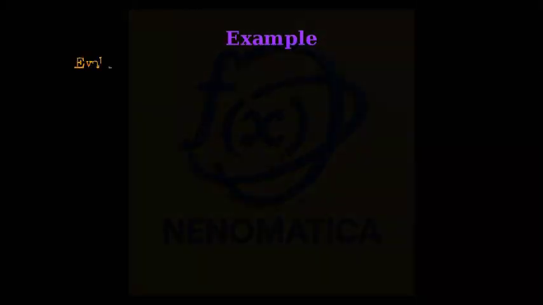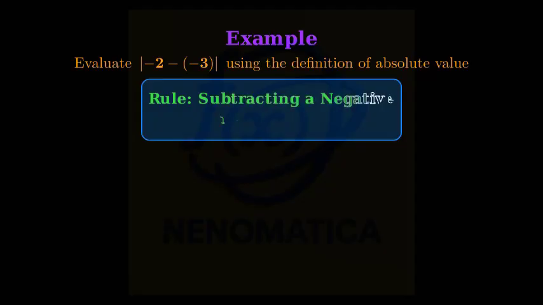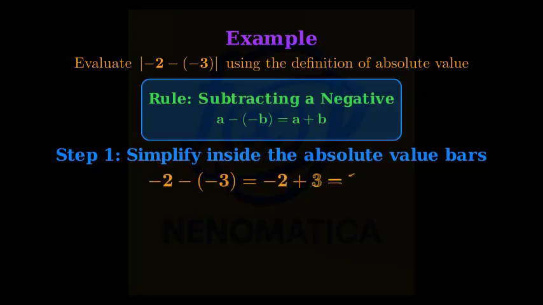Example label. Then we place the problem, written in bold, orange math. Step 1. First, recall the subtraction of a negative. A minus negative b equals a plus b. Now simplify the inside of the absolute value exactly in this order. Negative 2 minus negative 3 equals negative 2 plus 3 equals 1, which is greater than 0.